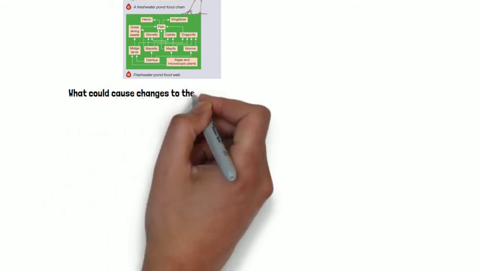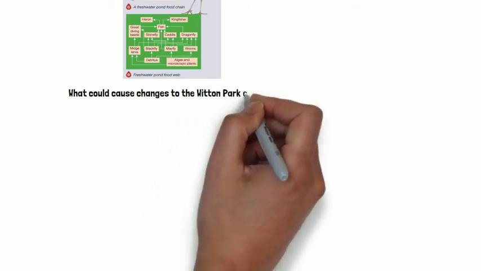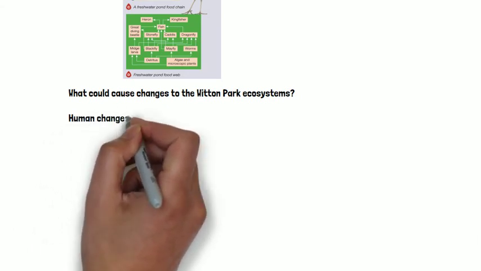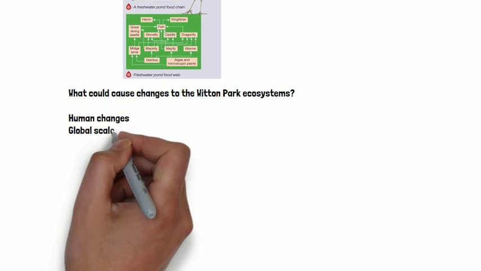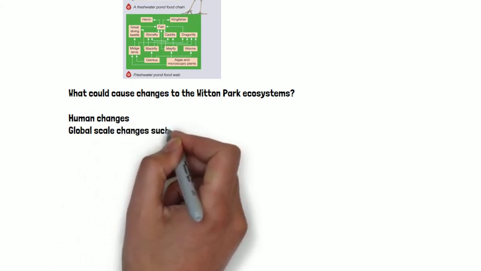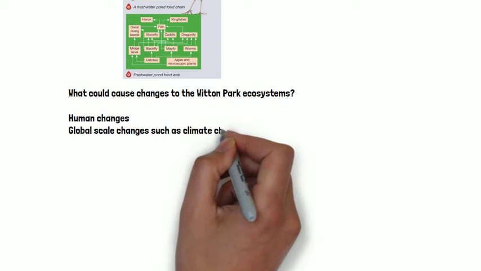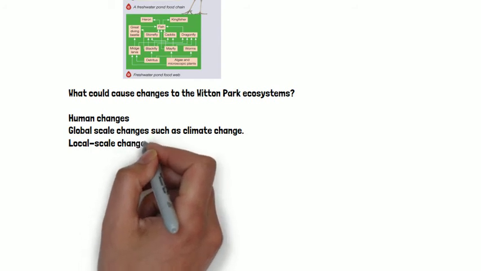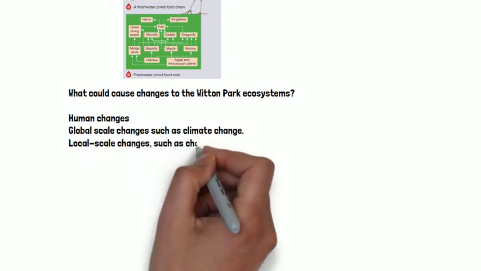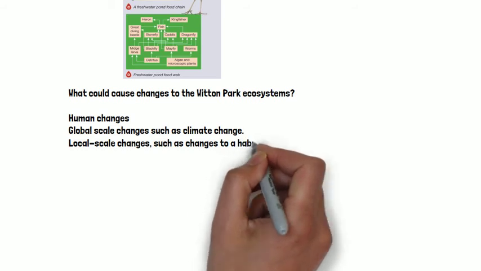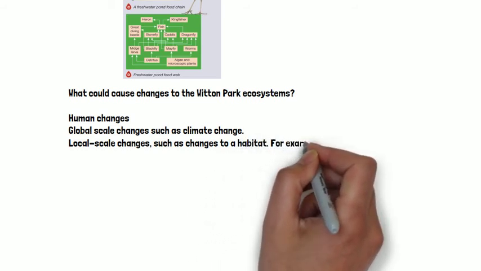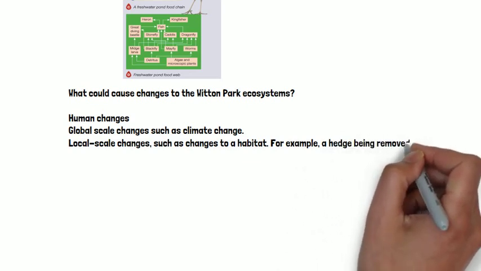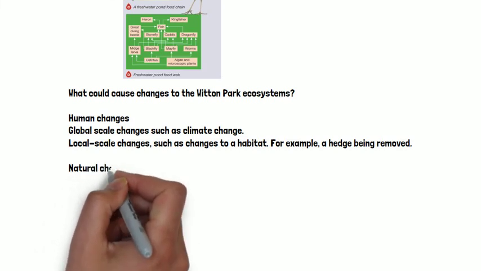So now we're going to have a look at what could cause changes to the Witton Park ecosystem. So these can be split into human changes and natural changes. So first of all, looking at human changes, we've got our global scale changes such as climate change. And we can also have local scale human changes. And these, for example, could be changes to habitats. For example, removing a hedgerow or draining some of the water from the pond or chopping down some of the trees.